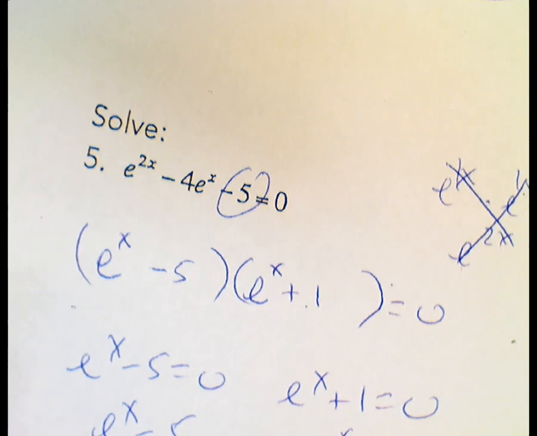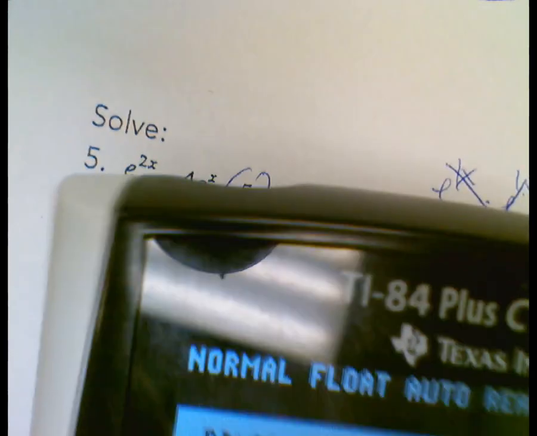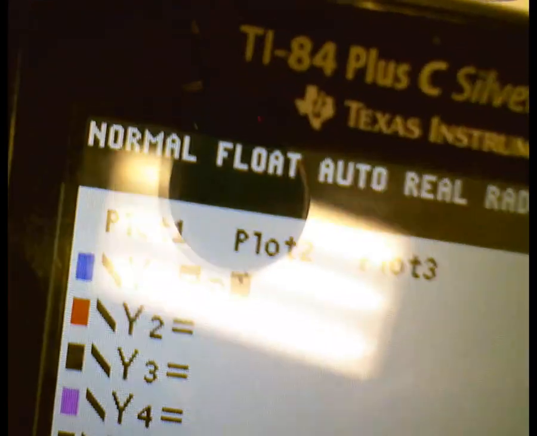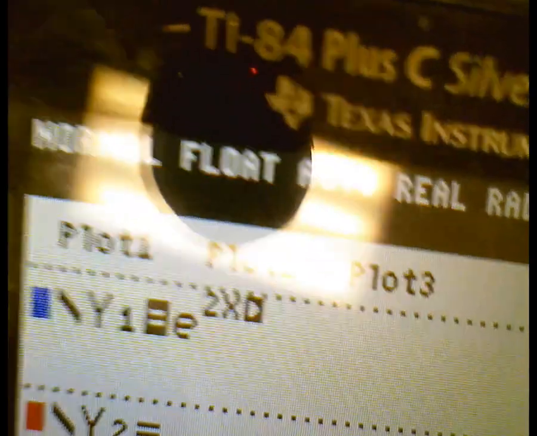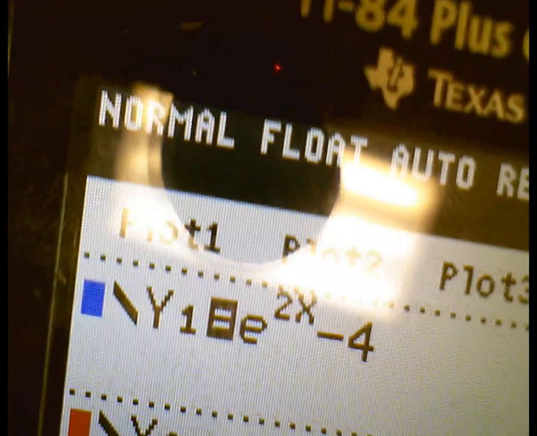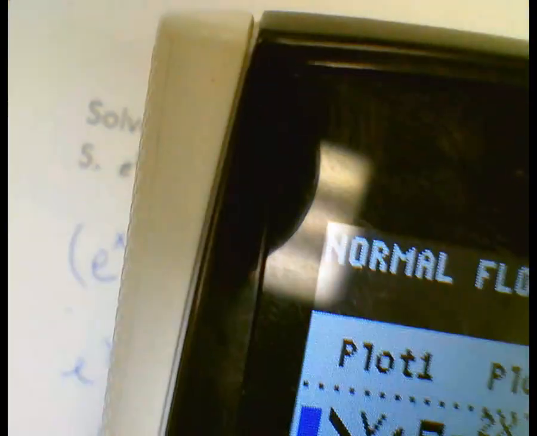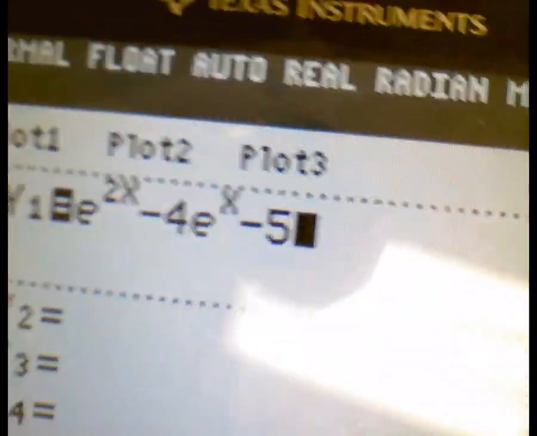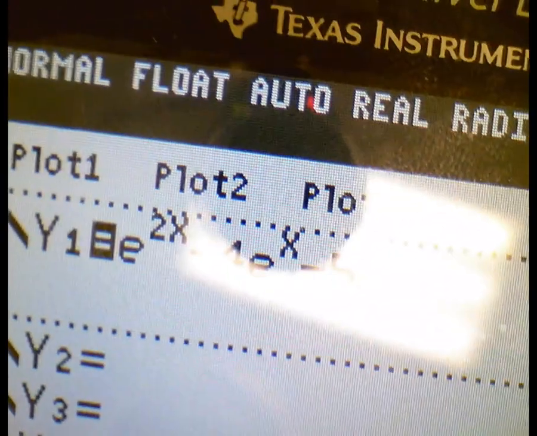So let me just show you really quick if you would have graphed this. Press second division, e raised to the 2x, minus, use your right arrow, minus 4e raised to the x, minus 5. Okay, I've got that in there. And I'm going to graph this on Zoom 6. I'm going to make sure I'm on Zoom 6.